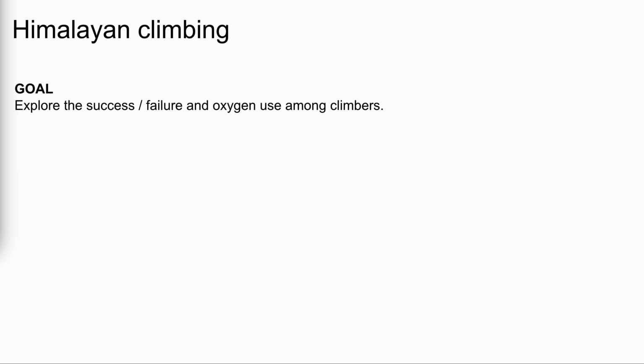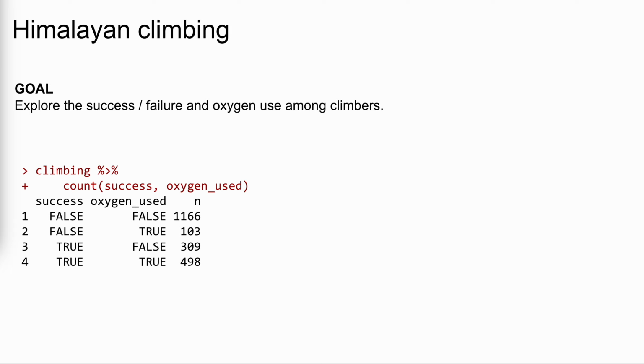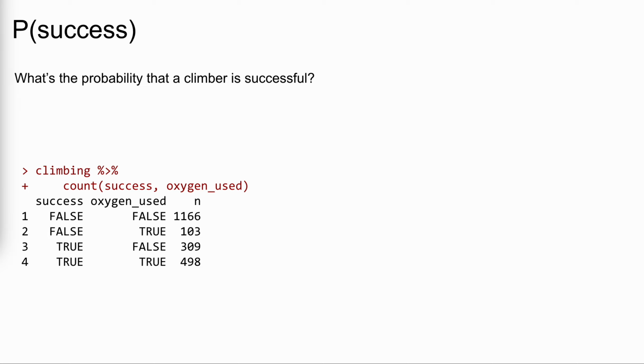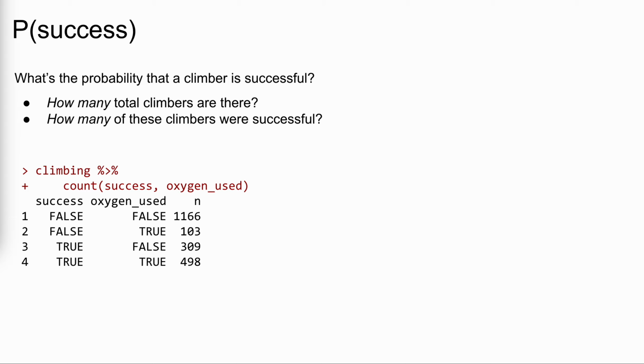Using this dataset, we can explore both the success and failure among the climbers, as well as their oxygen use. To this end, a table of counts can provide some insights. The table here counts up the number of climbers by success or failure, and oxygen or no oxygen use. A natural question here is, what's the probability that a climber is successful, which we can denote as P success, as shown up here. To answer this question, we need to know, first, how many total climbers there are, and second, how many of these climbers were successful.